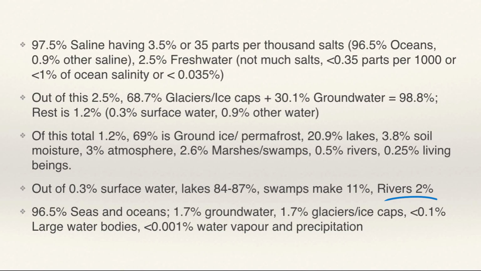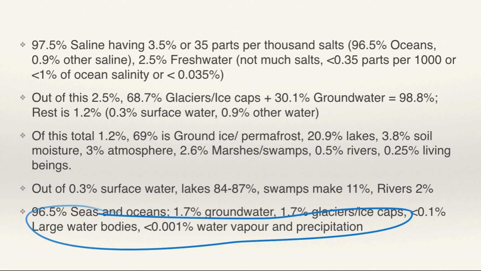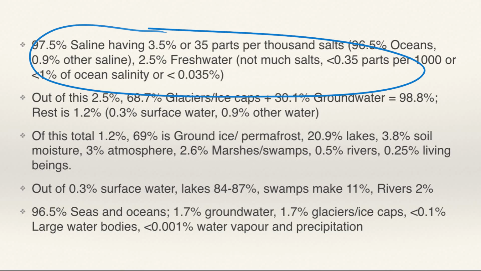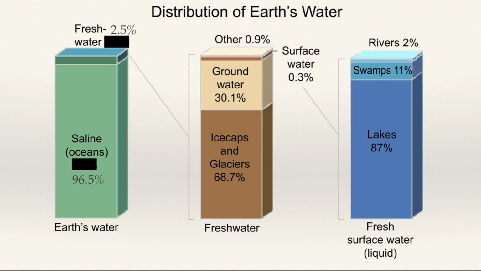Now another classification is 96.5% seas, 1.7% groundwater, 1.7% glaciers, less than 1% large water bodies, and 0.001% water vapor. So this is a separate classification and this is a separate classification. So either of them can be asked. So as I have already spoken, 96.5% is saline, 2.5% is fresh water, and 0.9% is other saline water.